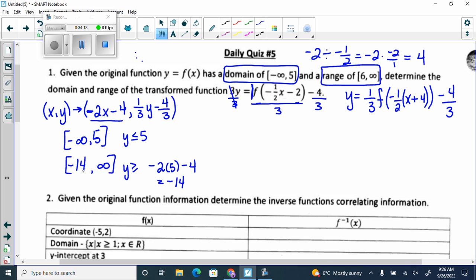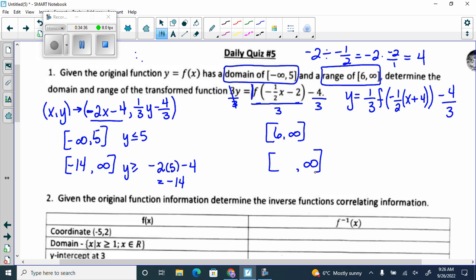Okay? Then my range is 6 to infinity. Does it have a negative in front? Is there a negative here? No, so I know I'm going to get something to infinity. The inequality sign doesn't switch.